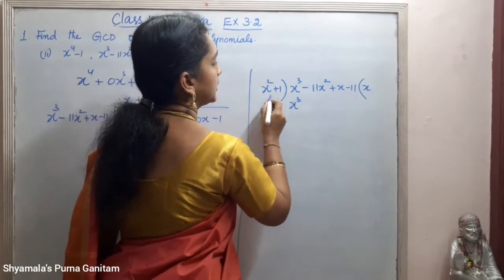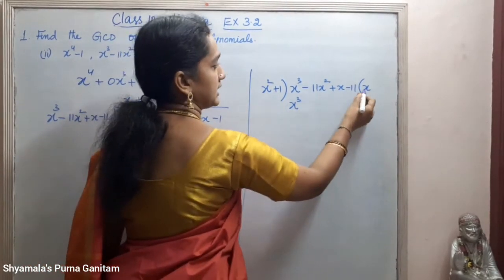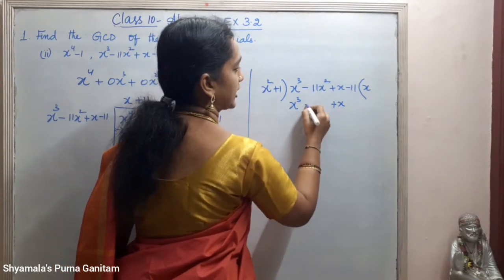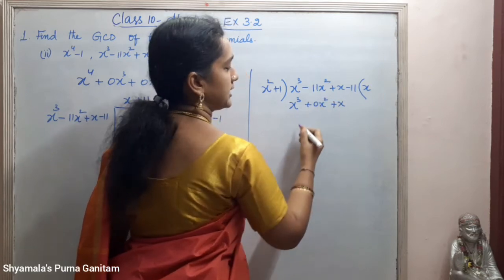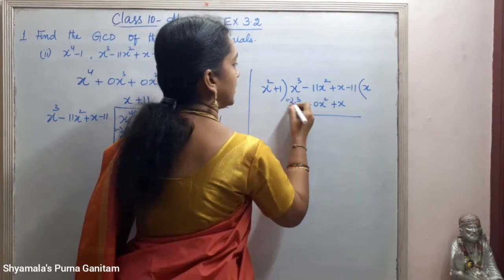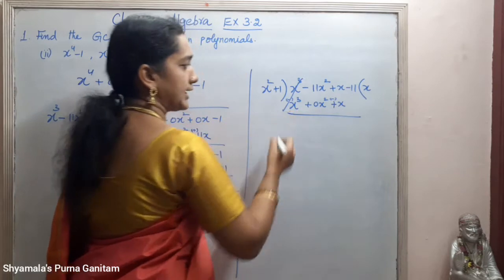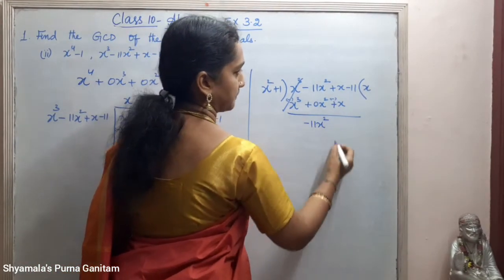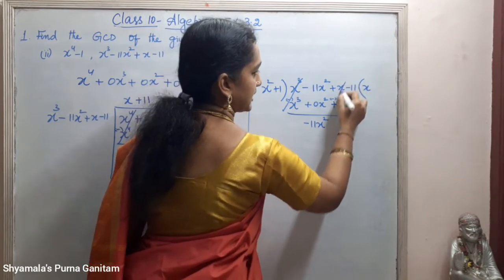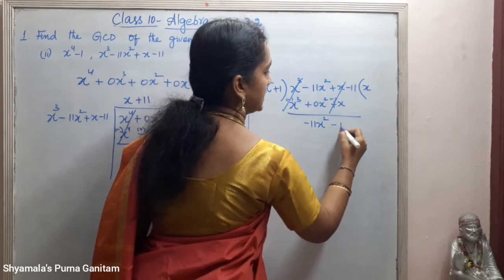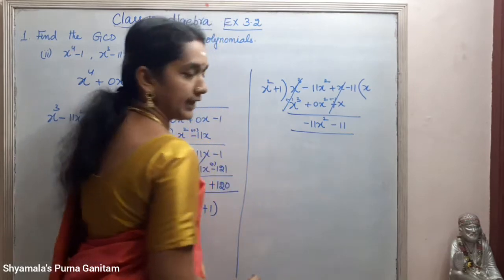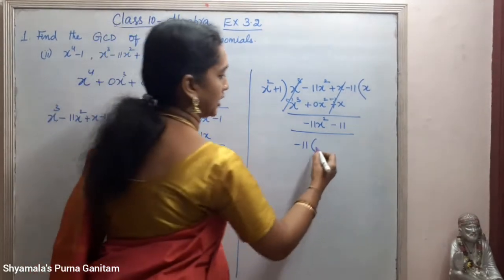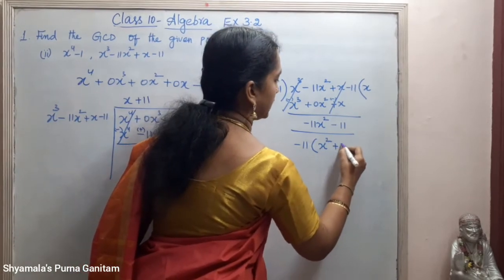So x cube plus 1, that is x into 1 is x, plus x. There is no x squared term, so we will write it as 0x squared. Now when we subtract this, x cube term will get cancelled, minus 11x squared. Then plus x minus x will get cancelled, minus 11 we will get here. Again, this 11 is the common term, minus 11, that we will take it out. Remainder is x squared plus 1.